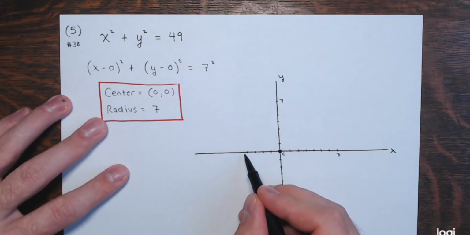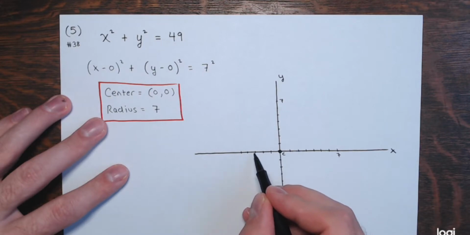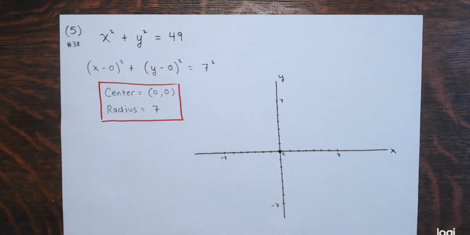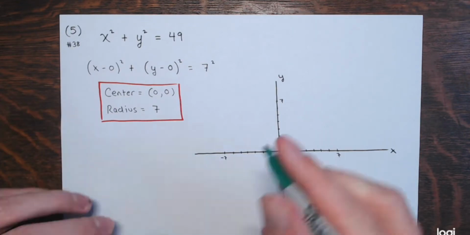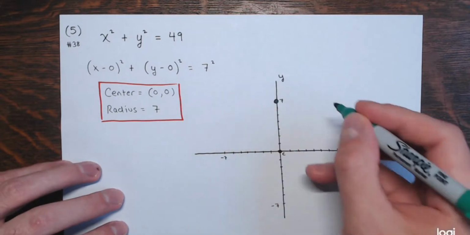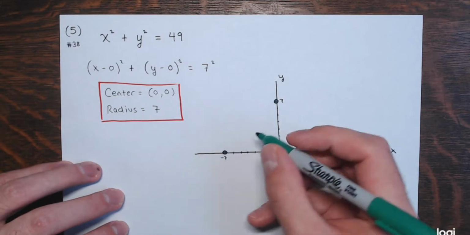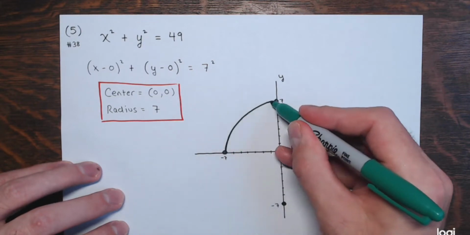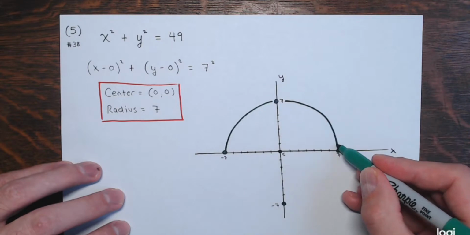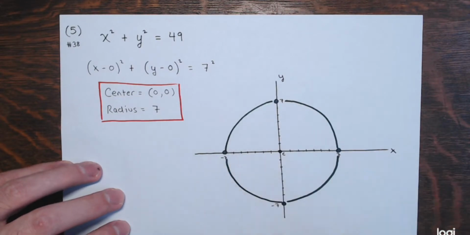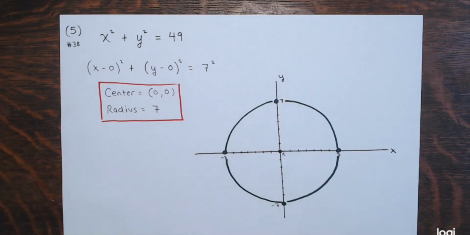Again, this is a hand drawing, so probably not perfect spacing here. So let me just plot these points right there: 0, 7, 7, 0, 0, negative 7, negative 7, 0, and then the rest of these on a circle, right, centered at the origin. Something like that. Now, again, it's not a perfect circle, it's a hand drawing. But let's take a look on Desmos and see that those points actually show up.